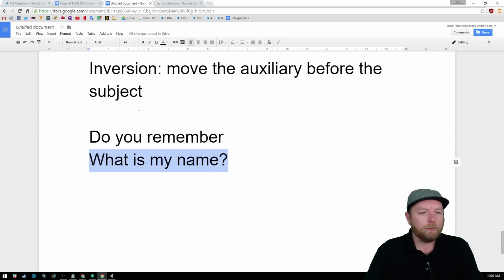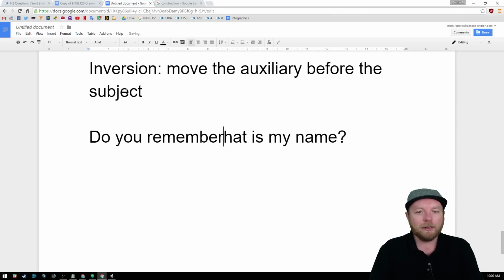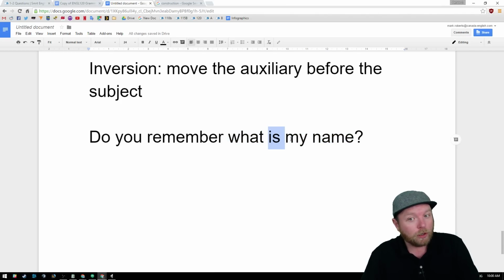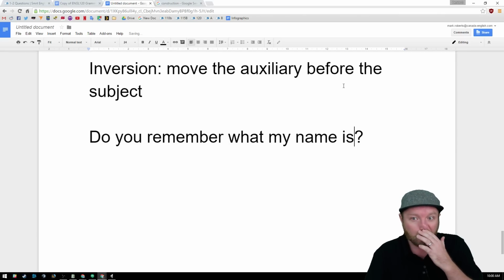So, do you remember? Some people made mistakes. Do you remember what is my name? No. Because this is inversion. We have to cancel the inversion. Inversion: the auxiliary verb, or be, before the subject. So how do we cancel the inversion? Easy. We take the auxiliary, or we take be, and put it after the question. Do you know what my name is?